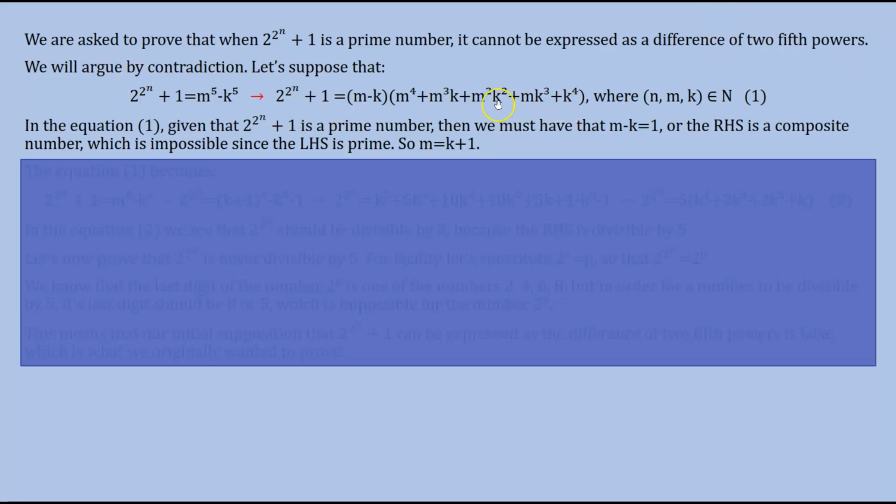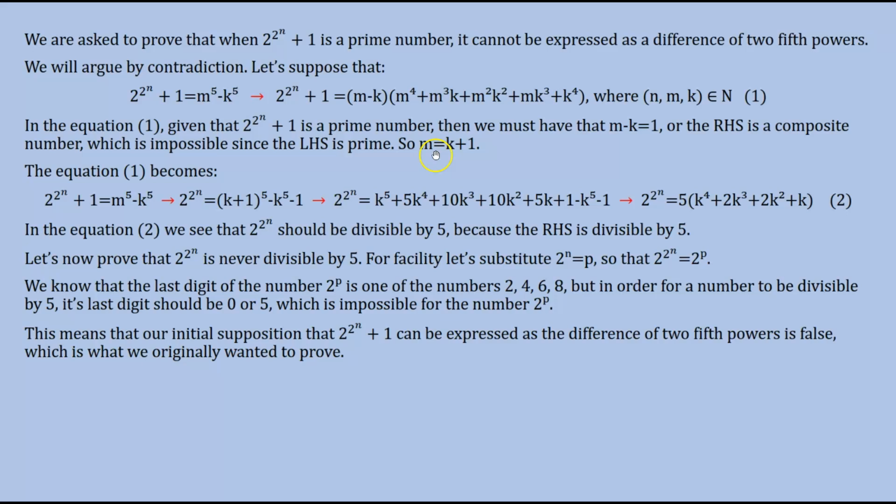Now in equation number 1, given that the left-hand side is a prime number, then the right-hand side will also be a prime number. But we see that the right-hand side is a product of two expressions. So in order for the right-hand side to also be a prime number, one of the two expressions should be equal to 1. Of course, the second expression cannot be equal to 1 for any m and k from the set of natural numbers, so m minus k should be equal to 1 in order for our initial supposition to be correct. So we will have that m minus k is equal to 1, and from this we deduce that m is equal to k plus 1.